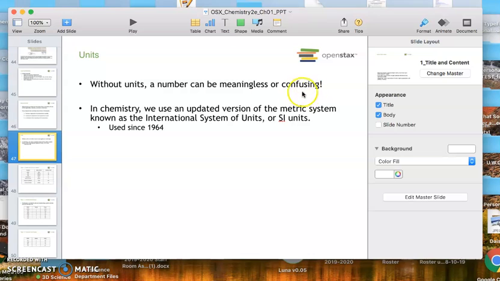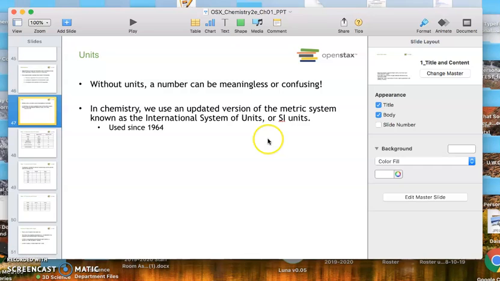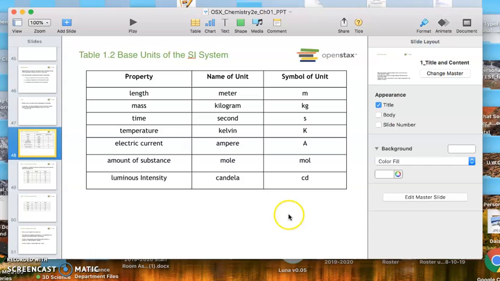As they point out, without units, a number doesn't mean anything in chemistry. It's very confusing to me, especially if you just give me a number. I don't know what that number represents. So in chemistry, we use the SI system, or the International System of Units. It's been used since 1964, and here you really need to familiarize yourself with the unit that we use for each different type of property that we're looking at. For example, if we measure the length of one side of a cube, the length is going to be in meters, not in feet or inches.